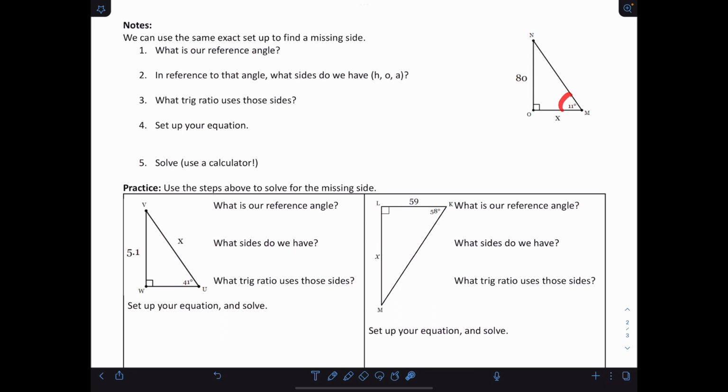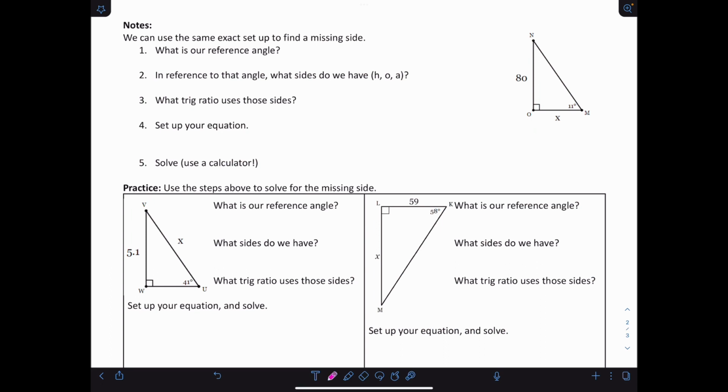We know this angle is 11 degrees, and we know that this side of the triangle is 80 units long. Imagine you're building a part with a machine, and you know that this has to be a certain size, and you know that this side needs to be a certain length. Maybe you need to figure out how long this piece needs to be. Instead of having to build it and try it out, you can use trigonometry to figure out how big this angle or this side needs to be.